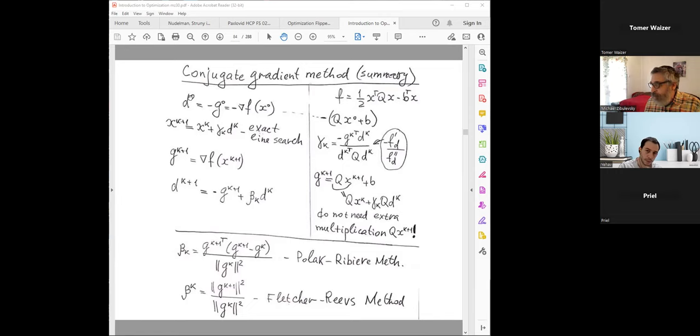What you do, you are staying at a starting point. You compute the gradient, yes? And you do line search. You cannot do exact line search, but you do accurate line search with polynomial approximation, for example. And you compute the gradient at the new point, and you compute your direction based on the new gradient and the previous direction with this simple formula, and you don't know anything about Q.